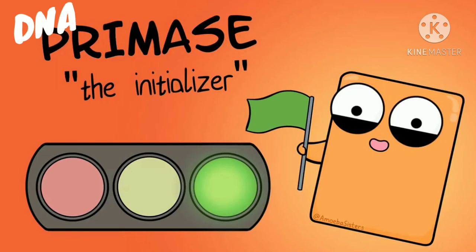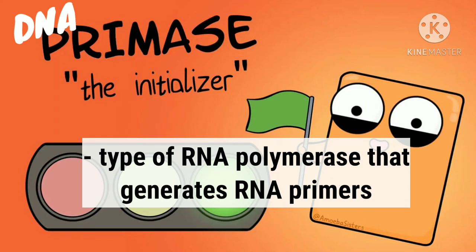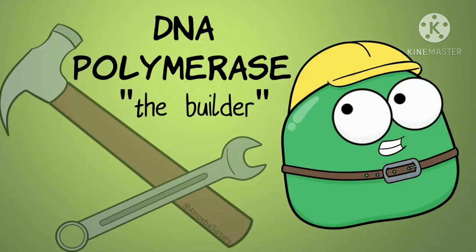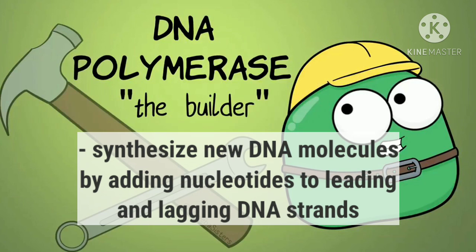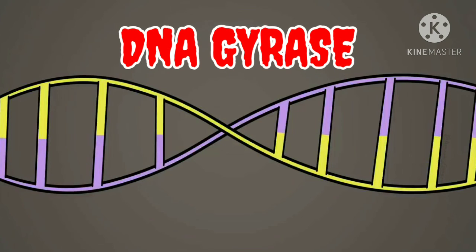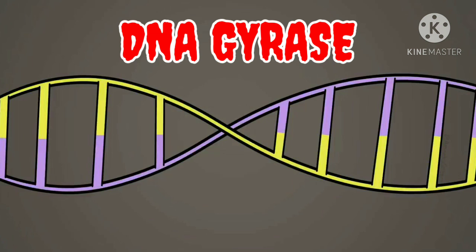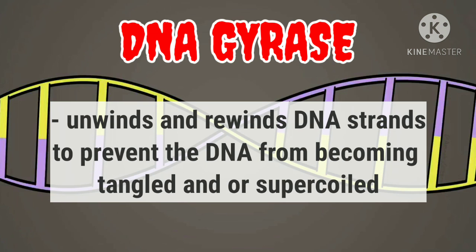DNA primase, a type of RNA polymerase that generates RNA primers. Primers are short RNA molecules that act as templates for the starting point of DNA replication. DNA polymerases synthesize new DNA molecules by adding nucleotides to leading and lagging DNA strands. Topoisomerase, or DNA gyrase, unwinds and rewinds DNA strands to prevent the DNA from becoming tangled or supercoiled.